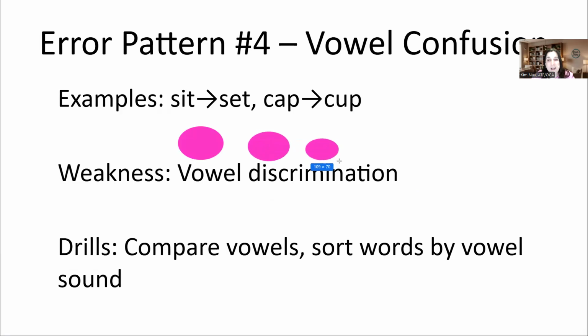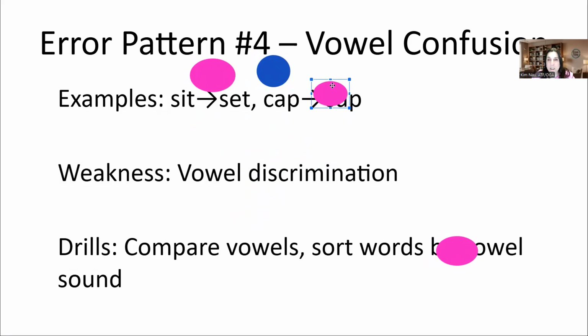Let's take these out. And actually, I think I would do this one in another color. I'm going to put my vowel in another color. So the word is sit. Let's segment. S, i, t. What's that vowel sound? I. So after they segmented, ask them to tell you what that vowel is.